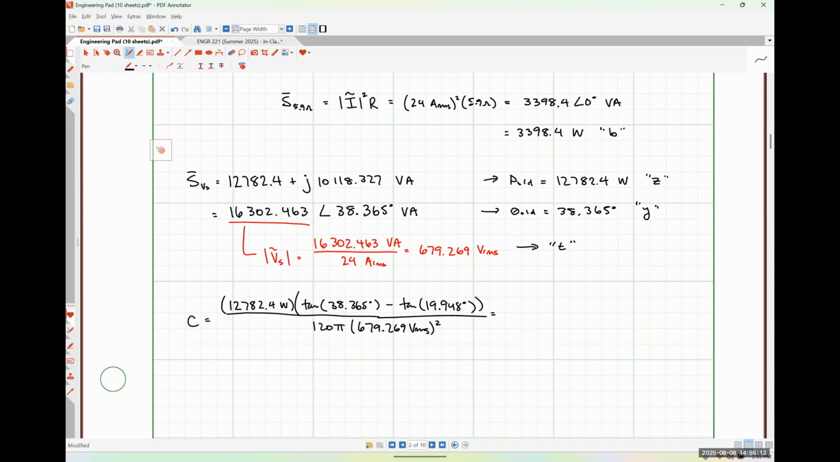I got a negative number. Yep, that would have just changed the sign. And I wind up getting 3.1498 times 10 to the minus 5 farads, which is the same thing as 31.498 microfarads.